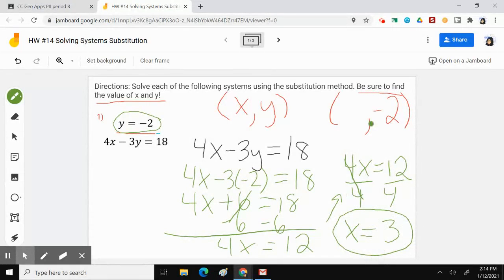And so finally, I'm going to write 3 right here. And this is the point of intersection. So had you graphed this line, y equals -2, which would be a horizontal line, and had we graphed this line in our y equals mx plus b form, we would find out that (3, -2) is the point where those lines intersect.